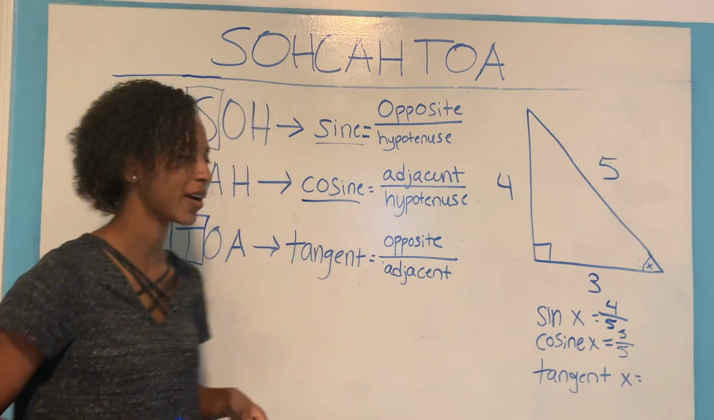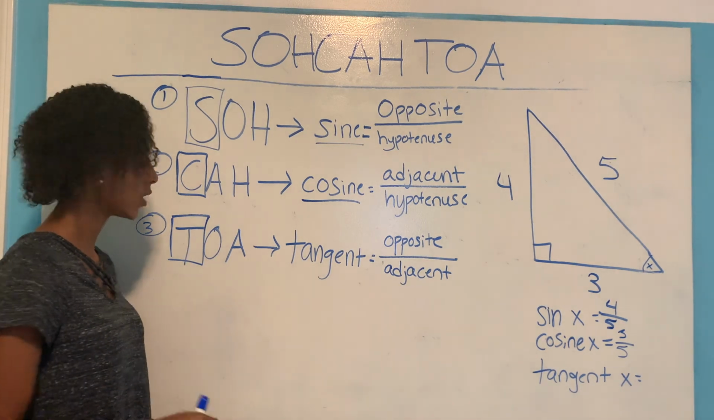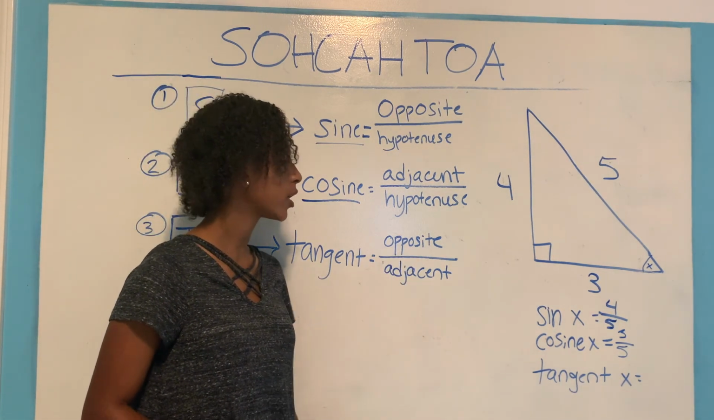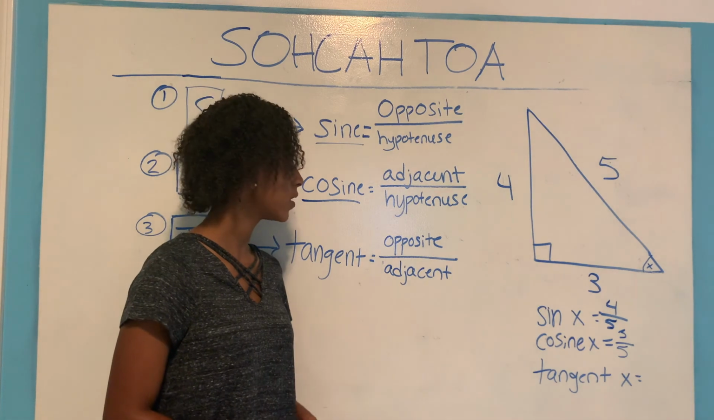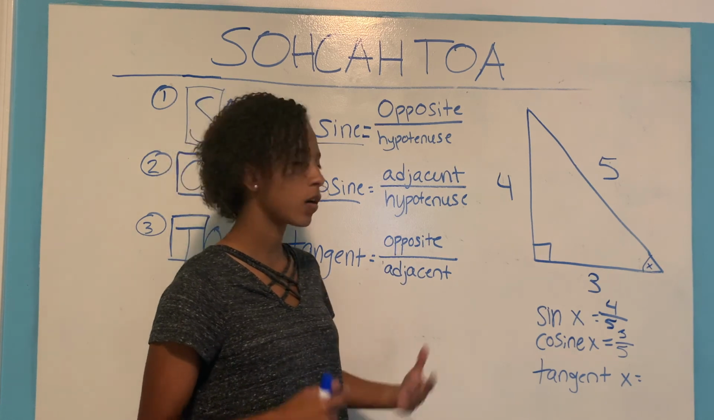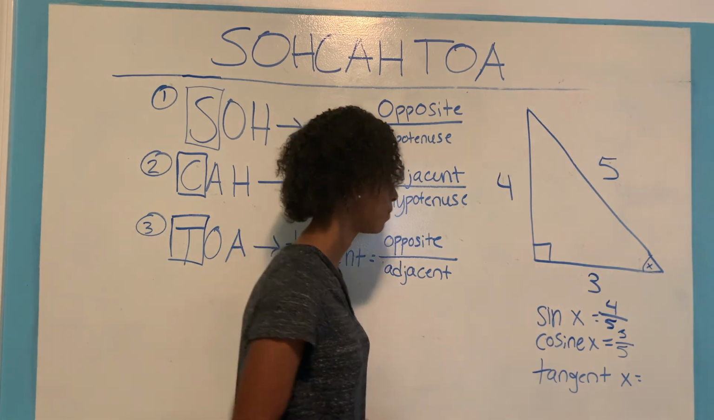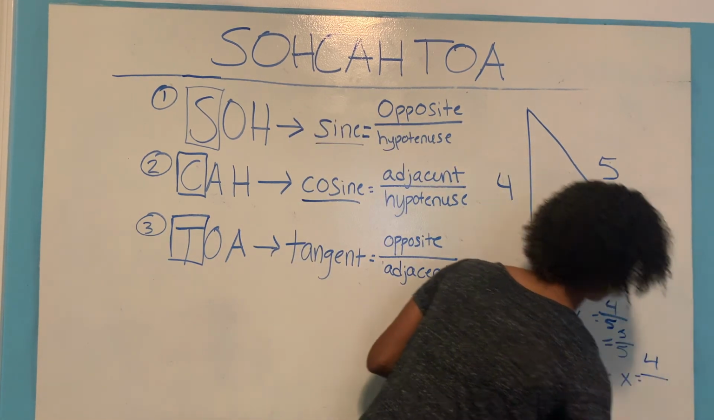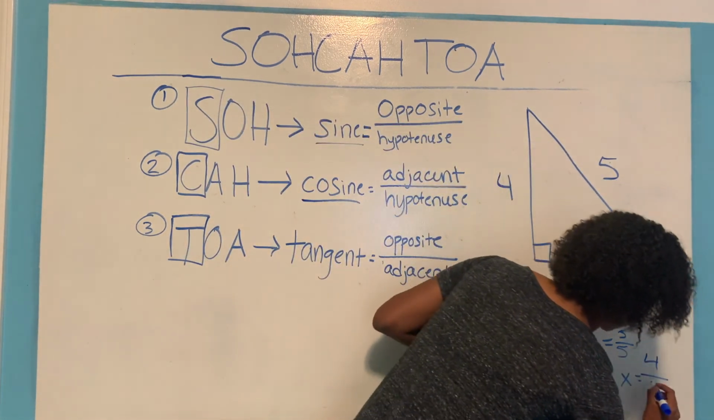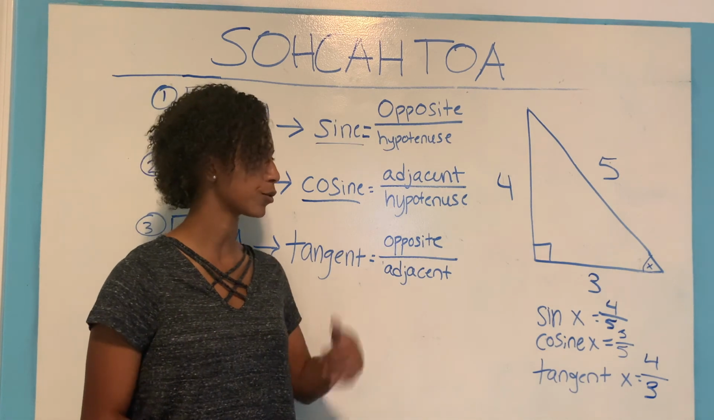Let's focus on our last one right now. Our last one is TOA, which is tangent. This T is tangent, and it's opposite over adjacent. So tangent equals opposite over adjacent. We've already gone over how you find these, so let's take a quick look. The length of the triangle that's opposite to the angle, in this case, is 4. And the adjacent side is 3 because it's next to the angle. And you just get tangent x equals 4 over 3.